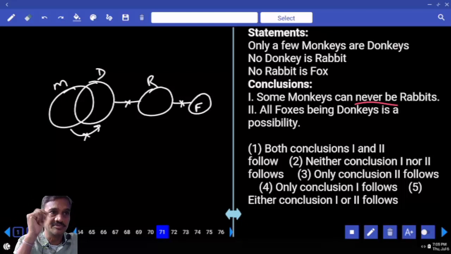And they can never be, and is calling. And can stands for possibility, never is not. This is the same as some monkeys are rabbits is not. Not means never. Possible means can.